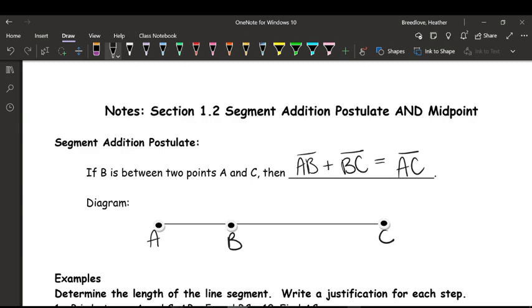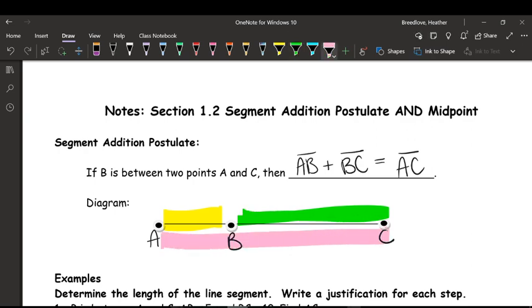And if you add the 2 sections together, they will equal the whole. So AB plus BC equals the whole thing AC. So the yellow plus the green equals the pink, right?